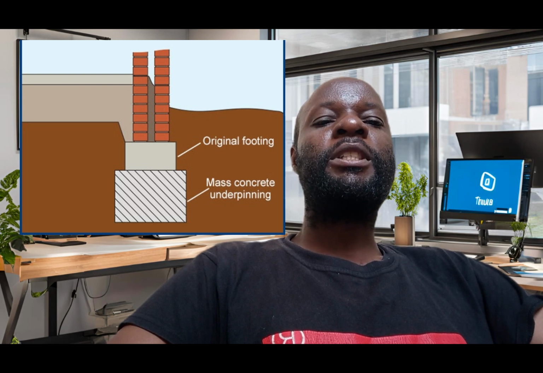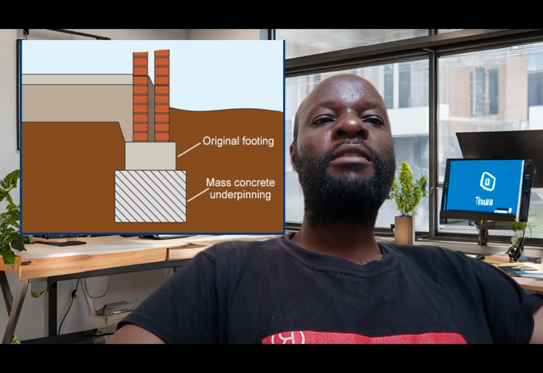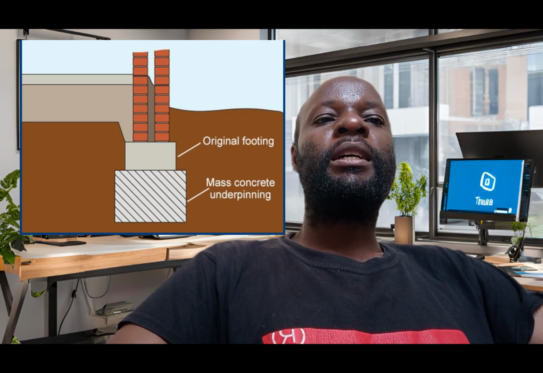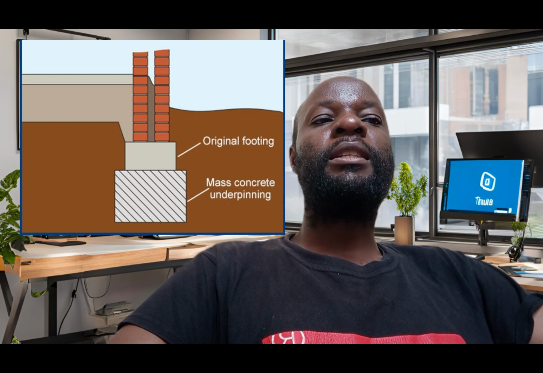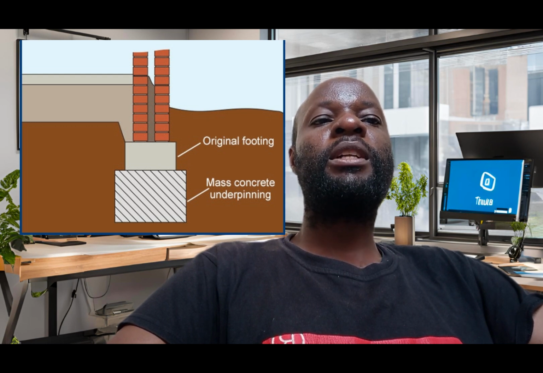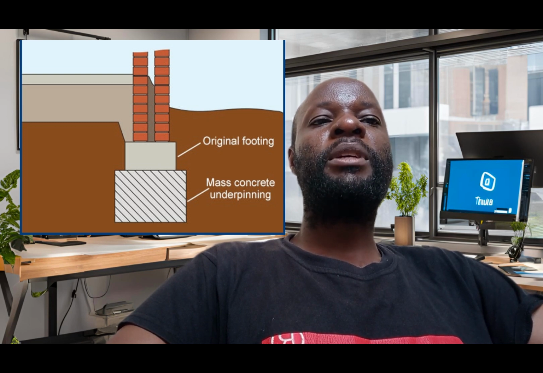Let me just do a recap. I've said that this underpinning method is used where a lot of digging is not required. So a concrete foundation is poured to increase the strength of the base. This is a very easy underpinning method and doesn't require heavy machinery. So that is one of the methods used to do underpinning, the mass pouring underpinning method.